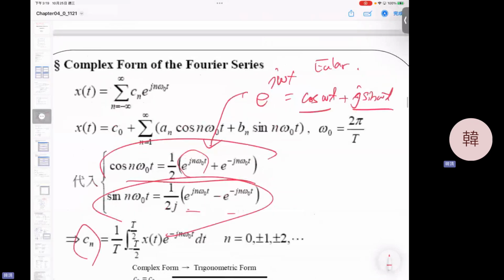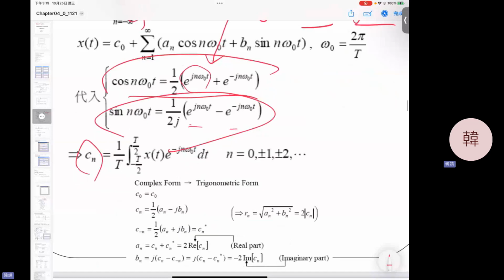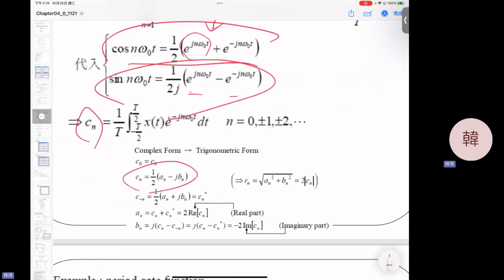So Cn becomes the amplitude of the harmonic wave at omega 0. It's not An and Bn anymore, it becomes Cn. But the relationship between the component amplitude Cn and An is like this: Cn is like this one, An is like this one, and Bn is like this one.